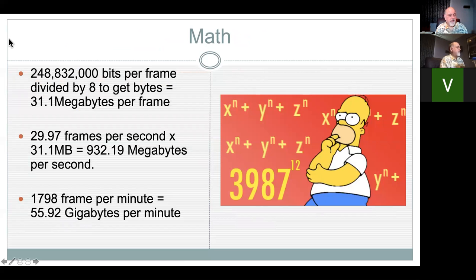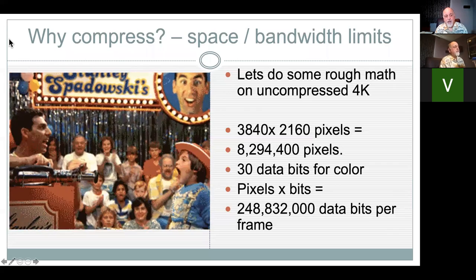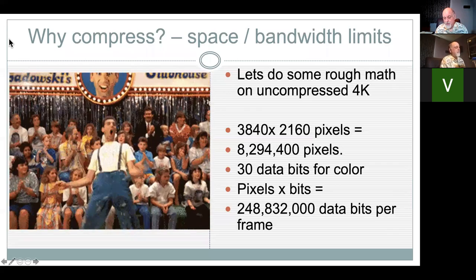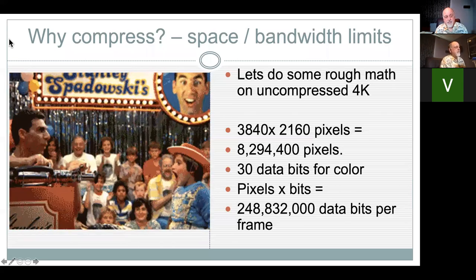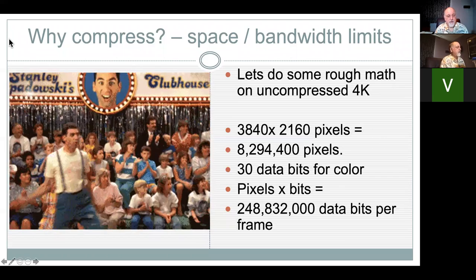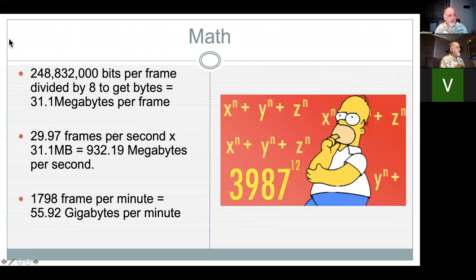And you followed that, right? I just want to make sure you got that calculation. We did the number of pixels in the entire frame, a single frozen frame, ignore the moving GIF, times 30 data bits, giving 248,832,000 data bits per frame. Now we divide that by 8 to get storage. If we want to talk about storage, here's our first example. Remember, it's an 8-bit word, a byte. We want bytes, so we divide that number by 8 and we get 31.1 megabytes.